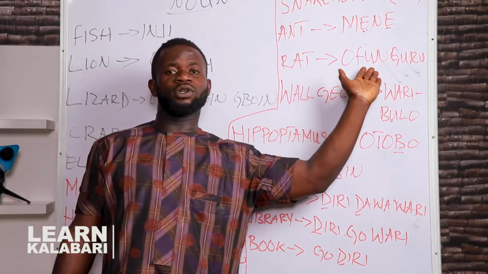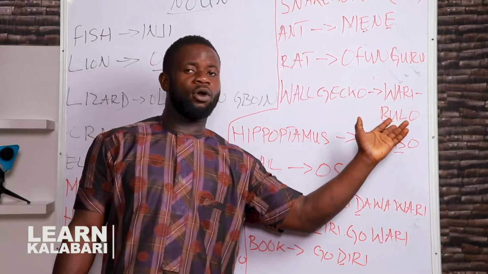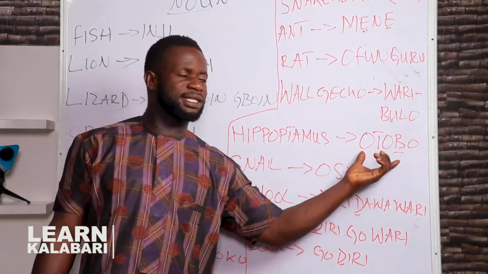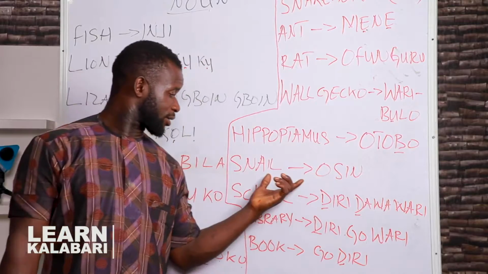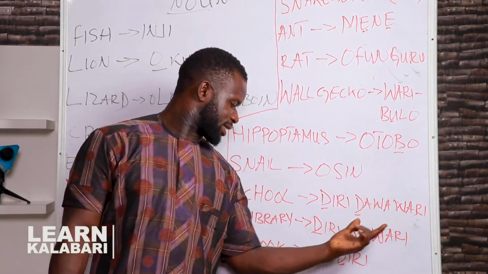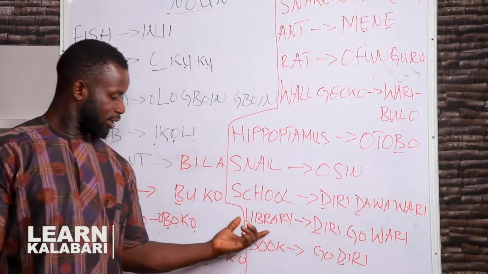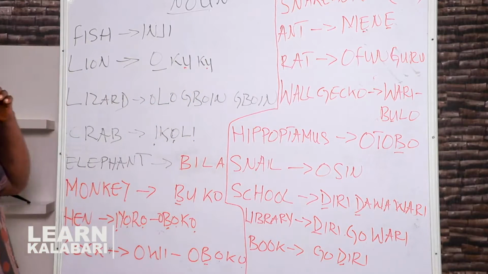Begin take a fungurusien, rat. Begin take a ware bolosien, wall gecko. Begin take a otobosien, hippopotamus. Begin take a osinsen, snail. Begin take a diri dawaresen, school. Begin take a diri gowaresen, library. Begin take a go diri sen, book.